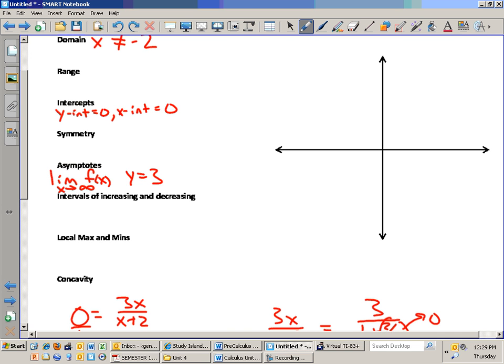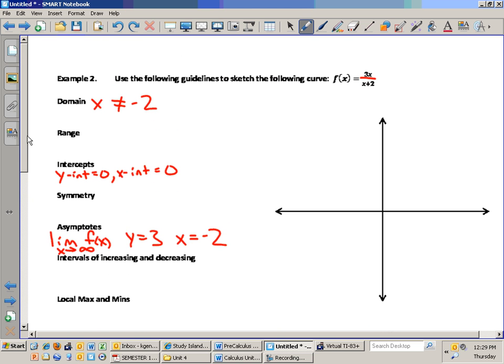I have a vertical asymptote. Anybody want to guess what it is? Horizontal asymptote, end behavior, limit as x approaches infinity. So as you approach infinity, as you're going that way, horizontal asymptote. -2 would be our point where it's undefined.